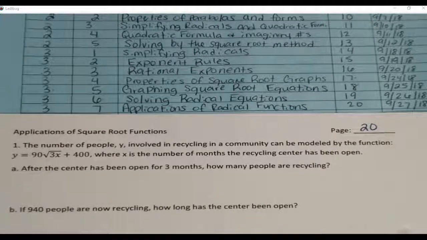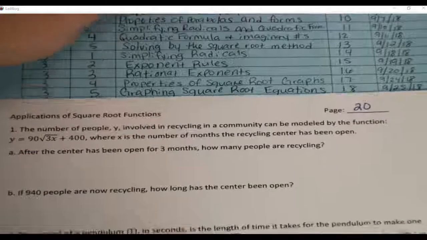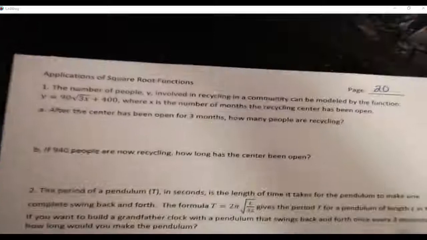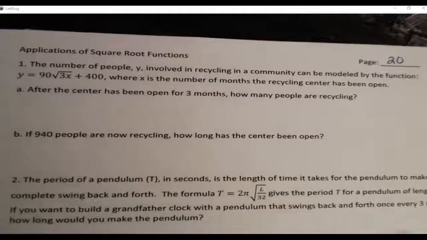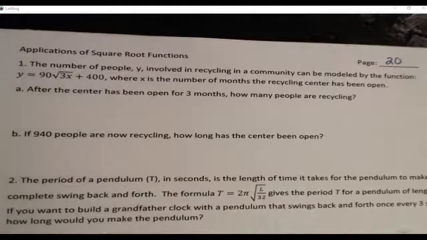So today, we're talking about applications of radical functions or square root functions, either way. So let's look at this first one. This one says the number of people, which is y, involved in recycling in a community can be modeled by this function, and it tells us x is the number of months that the center has been open.